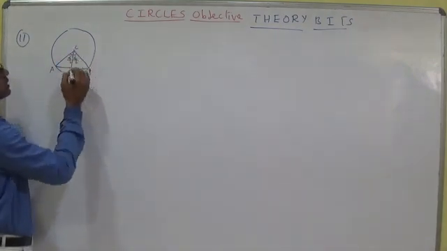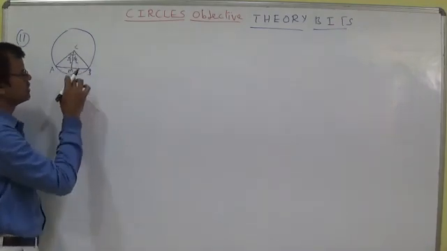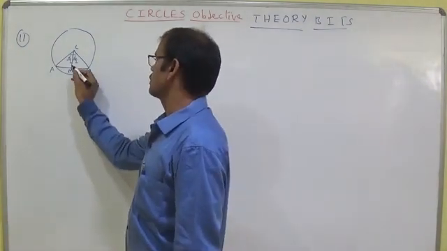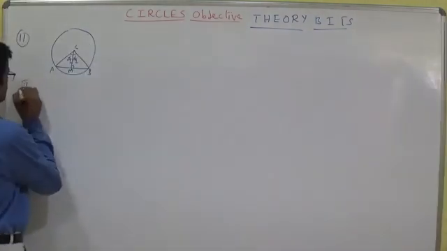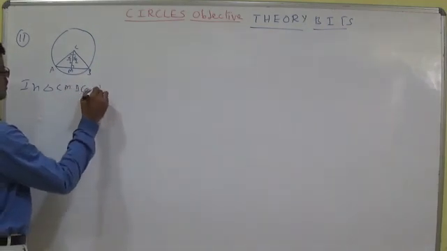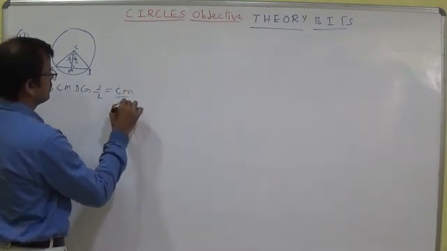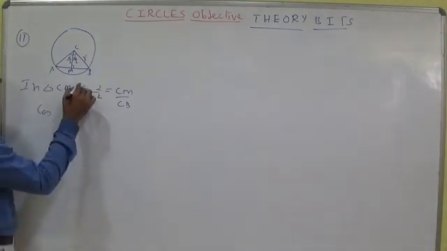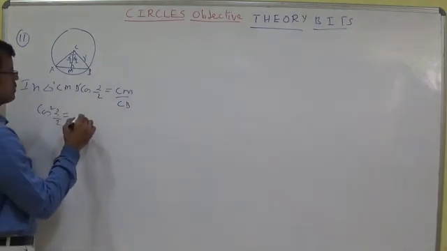Whenever C is the center and M is the midpoint of the chord, if we join the line from C to AB, it is a perpendicular line and it intersects at the midpoint. So now in the right triangle CMB, cos alpha by 2 is equal to CM by CB. CB means R, this is the radius. So here you can write cos square alpha by 2 is equal to CM square by R square.